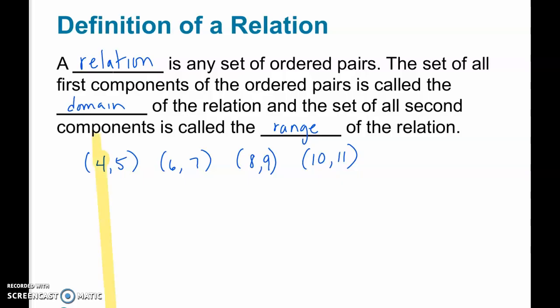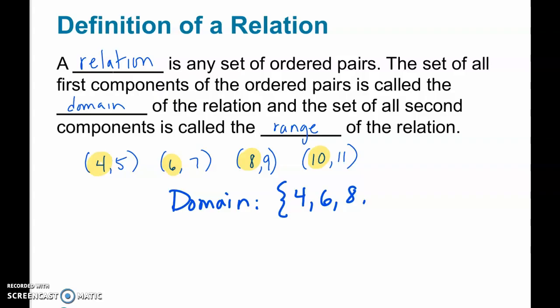Now in this relation, the first component of the ordered pairs is considered the domain. So if I wanted to write the domain, I would list it like this. If any of these numbers were duplicated, I wouldn't have to duplicate them here. So if I had 4, 5, 4, 7, you would just see me write the 4 once.